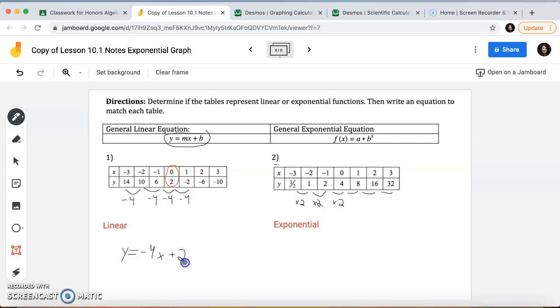And then for an exponential, we're going to use this function. We could have written f of x on the other side. It doesn't really matter. So we're going to have f of x. Our y-intercept is, again, where x is 0. So x is 0 right here. That's our a value, so that equals 4. And then our b value is that it's multiplying by 2. So 2, and then we'll have it to the power of x. And that's how you do that.